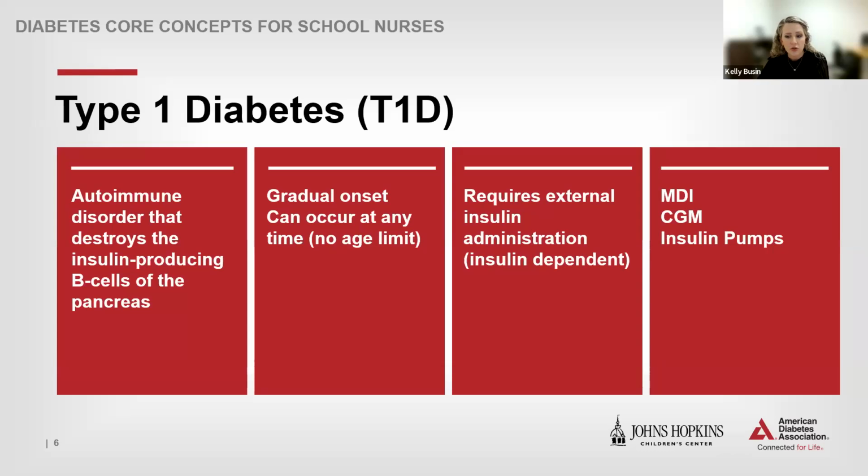So since there's no insulin production, treatment always requires external insulin administration, which can be through subcutaneous insulin injections. Some people use insulin pumps, and more recently, you can receive insulin through an inhaled insulin form. In recent years, more research and evidence is showing the positive impact of continuous glucose monitors, or CGMs, and insulin pumps on glycemic control and just overall quality of life and reducing the burden of diabetes.